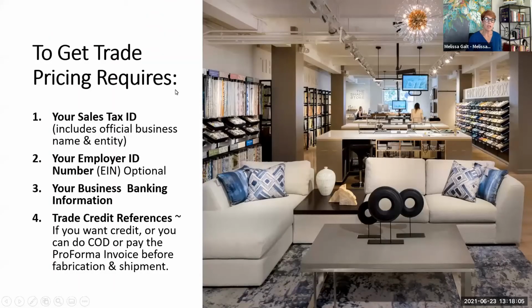So to get trade pricing, yes, you do have to have your sales tax ID. Your employer ID is optional. Your business banking information and your trade credit references. Now, why am I sharing this with you? Some of you are like, well, yeah, duh, Melissa, we know that. But some of you don't know it. So that's why I'm sharing it.